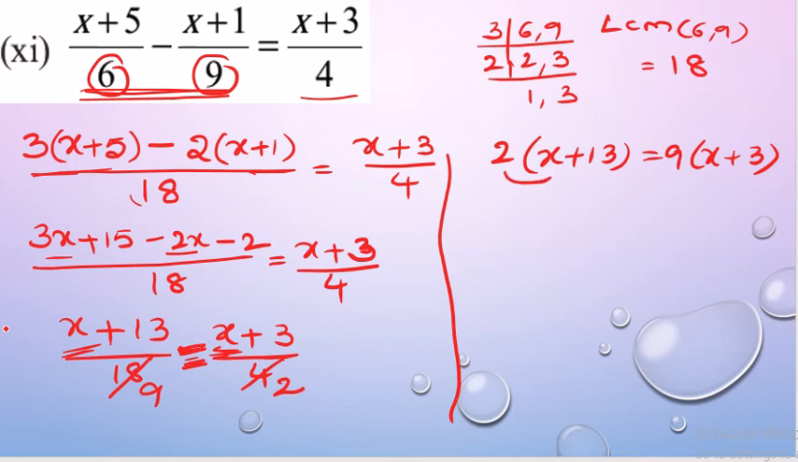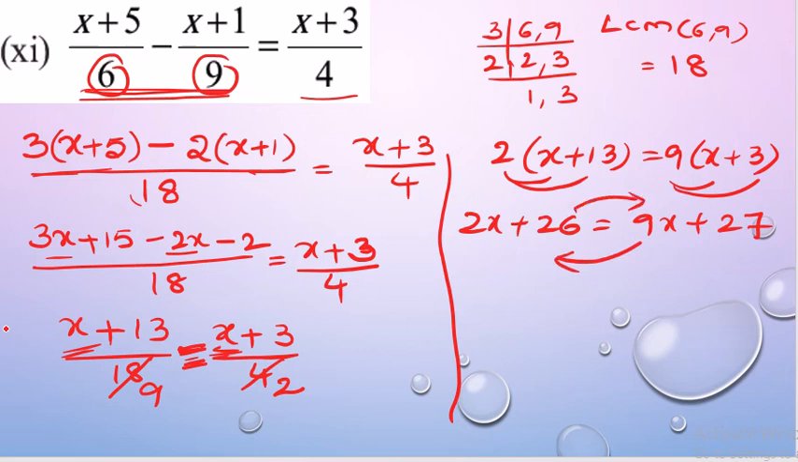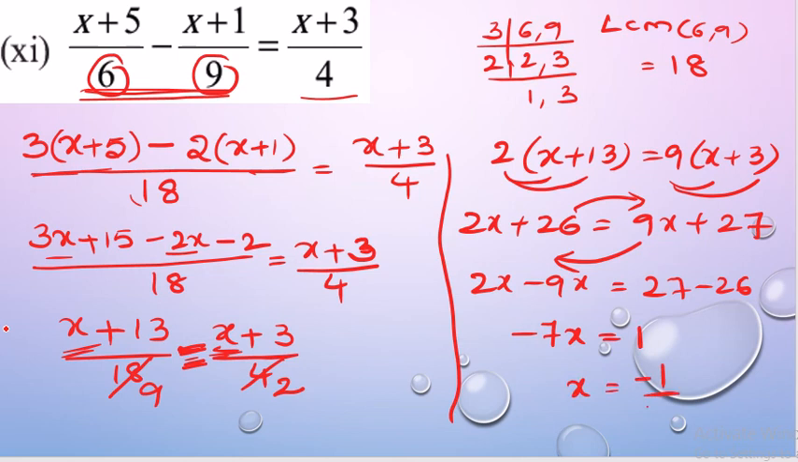Now multiply this. 2 into x is 2x plus 26 is equal to 9x plus 27. Now 9x I can transpose to this side, and 26 to the other side. So 2x minus 9x is equal to 27 minus 26. So 2x minus 9x is nothing but minus 7x is equal to 1. So from this, x is equal to minus 1 divided by 7. So the value of x is minus 1 by 7.